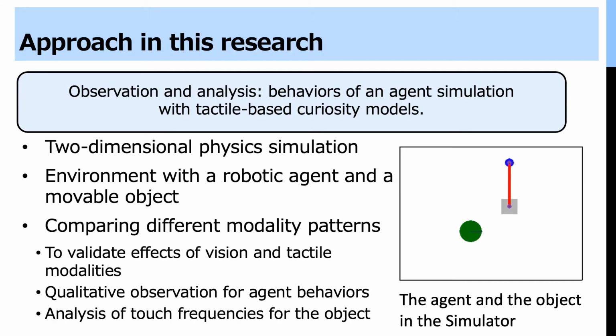The approach of this research is observation and analysis of behaviors of an agent in simulation with tactile-based curiosity models. The simulation is a two-dimensional physics simulation in an environment with a robotic agent and a movable object. To validate the effect of vision and tactile modalities, we compare different modality patterns. After the experiment, we observe agent behaviors qualitatively and analyze touch frequencies for the object.